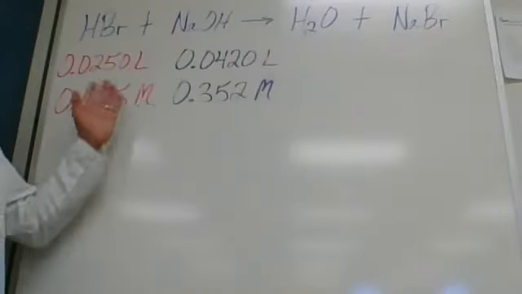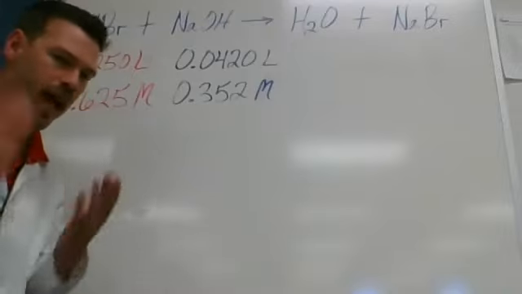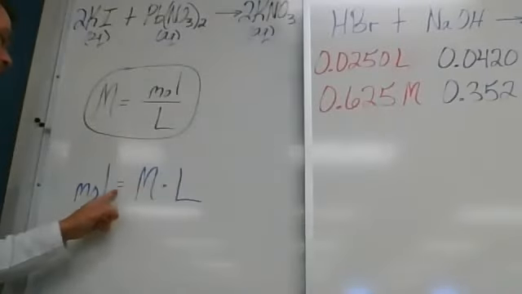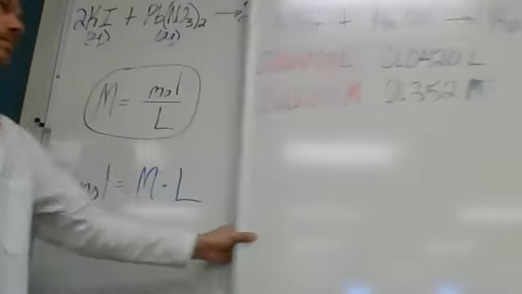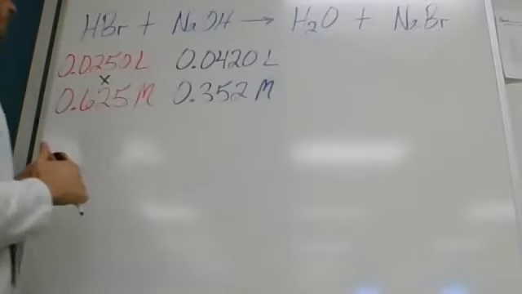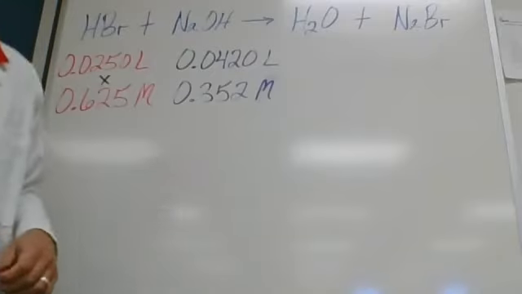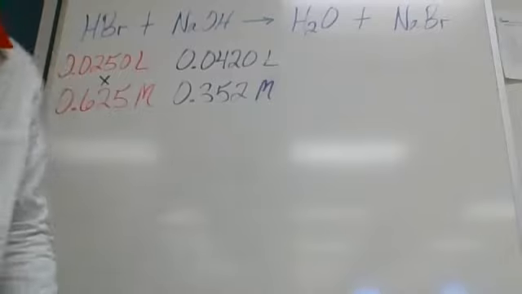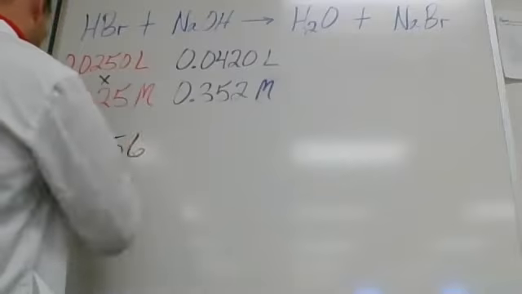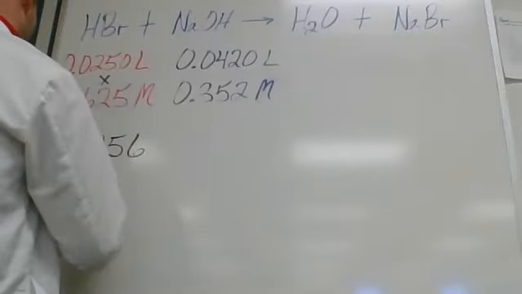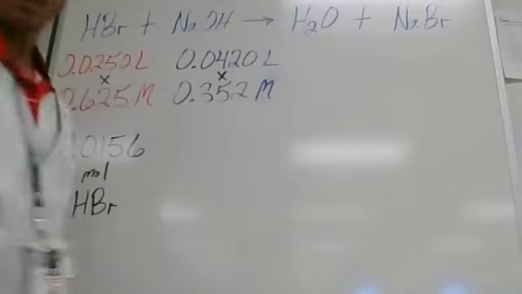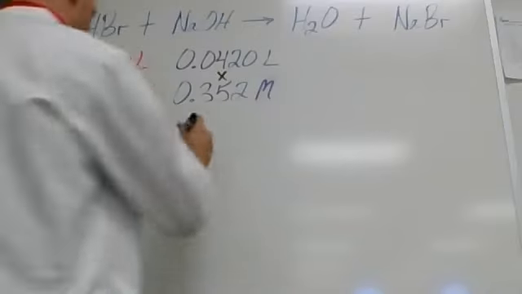All right? With liters and molarity, even if it's limiting reactant, everything has to go to moles to get to the other side. We know that moles can be found by molarity times liters. So let's multiply. For the acid, I'm going to end up with a value of 0.0156. For the base, we're going to end up with 0.0148.